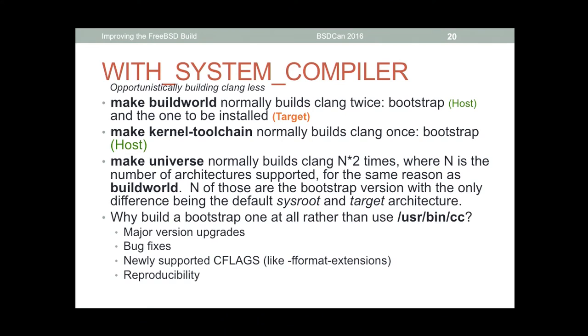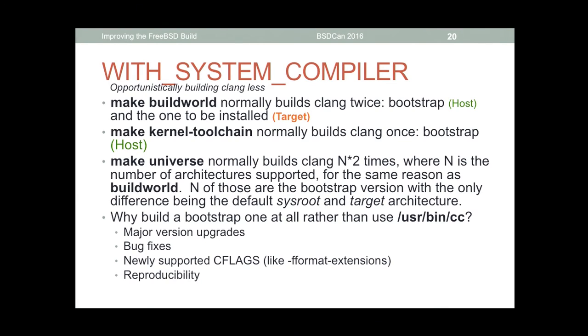So why do we generally build a bootstrap version of clang instead of just using the compiler you already have? For GCC, there's no easy way to say that the GCC I'm using is x86, but I want to build for ARM or MIPS. I think there's some obscure flags you can use, but it's not simple. So that was a big reason that we always needed a bootstrap compiler. With clang, you can actually tell clang that you're building for a different architecture. And luckily, our user bin CC does, by default, have all the architectures that we support in it, so we can use that. But why not just use that one?